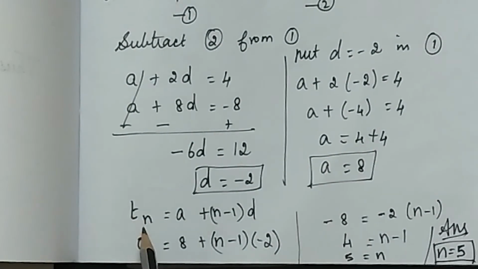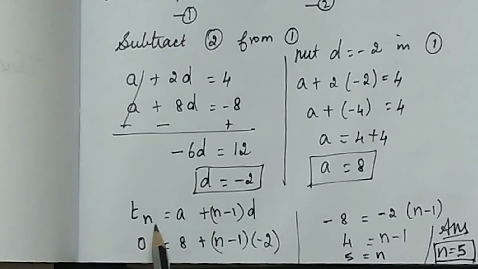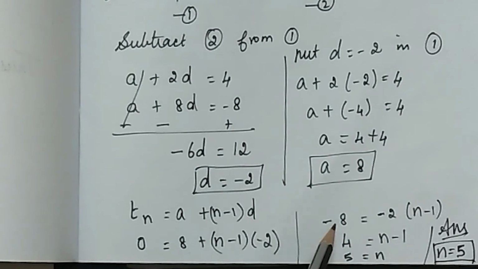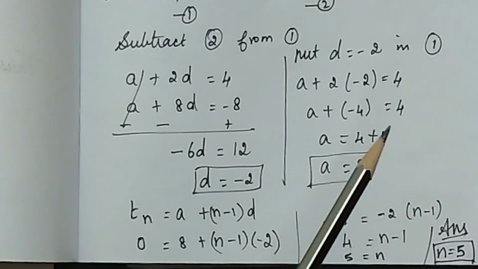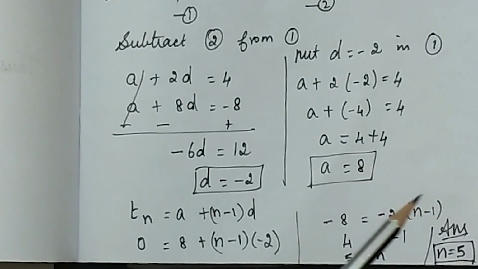So you know Tn is equal to a plus n minus 1 into d. a is 8, and then common difference is minus 2, and nth term is 0. Now you will get minus 8 is equal to minus 2 into n minus 1. Therefore, n is equal to 5. So you will write fifth term is 0. Clear?